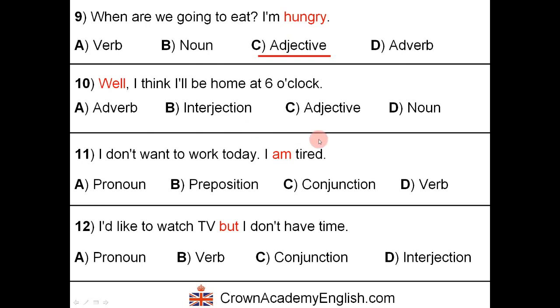Question 10. Well, I think I'll be home at 6 o'clock. So what type of word is well in this sentence? Well, the answer is B, an interjection. An interjection is another word for an exclamation. An exclamation. Okay.